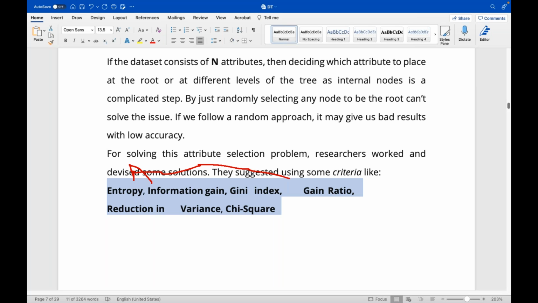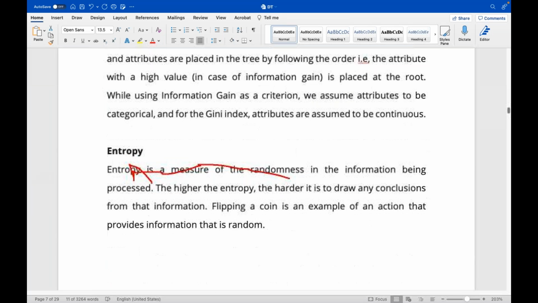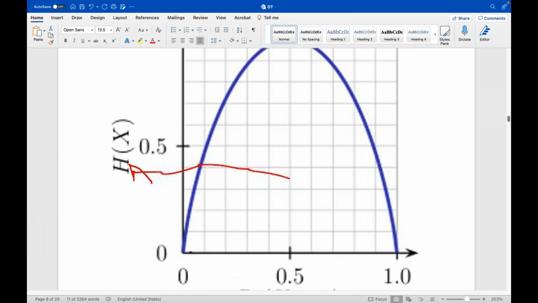ID3 is also a kind of decision tree, is it? It's absolutely correct. It's a type of decision tree. Each and everything will be understood in the next class.